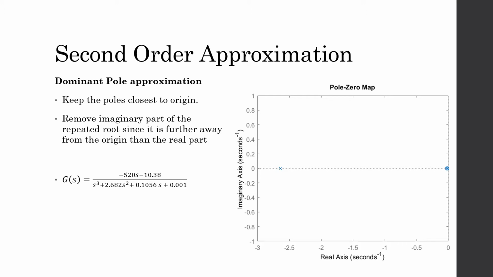We did this by evaluating which poles were closest to the origin, since those have the greatest effect on the response of our system. The imaginary part of the repeated root was removed, since it was further away from the origin than the real part. The resulting transfer function and pole zero map are shown here.